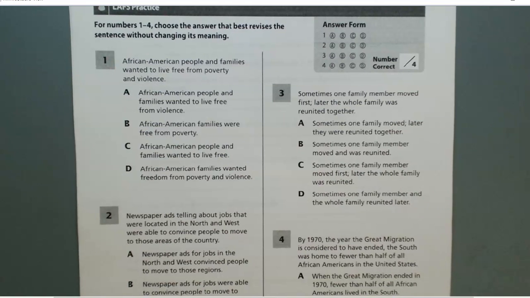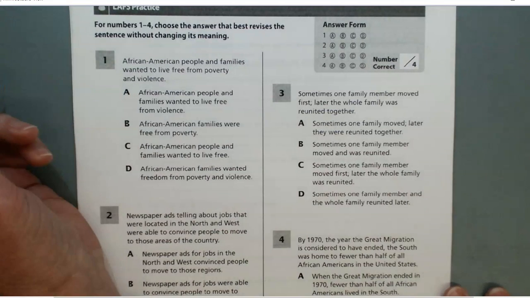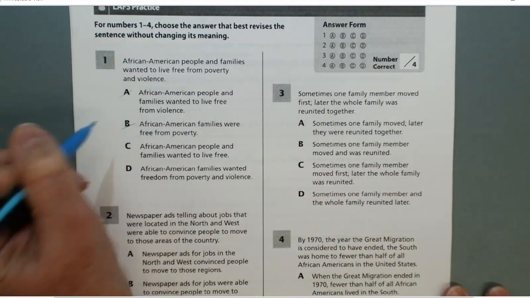So we have: African American people and families wanted to live free from poverty and violence. Well, that's our sentence, so we need to revise it without changing the meaning. Obviously it's too wordy. A, African American people and families wanted to live free from violence. No. B, African American families were free from poverty. No. So you're saying no to A and B.